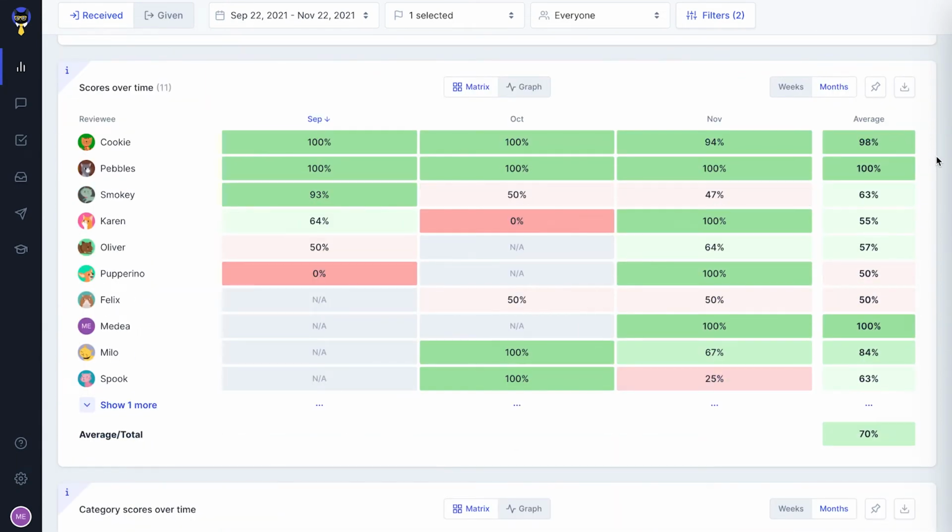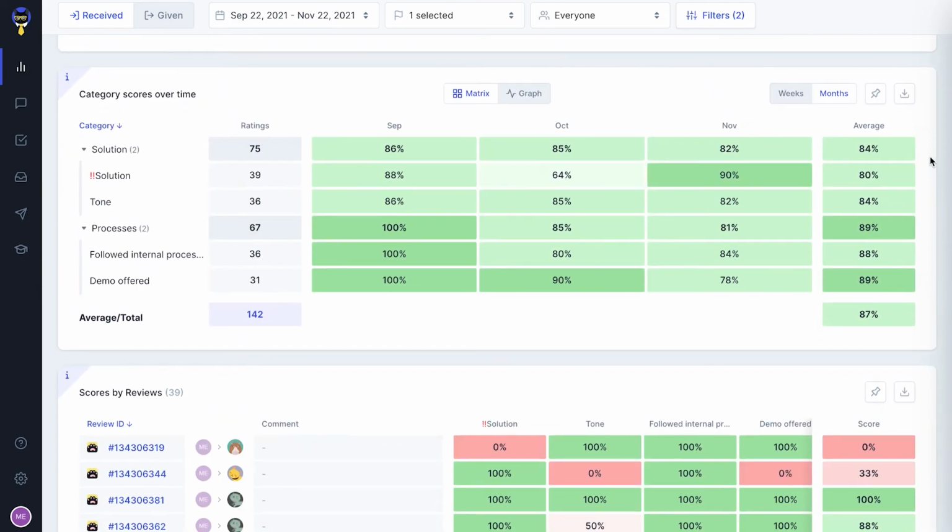The table over here shows a performance over time. And if we take a look at Smokey over here, you can see that the average of all of the reviews he received in September was quite high, 93%, but then the performance dropped in October and it dropped again in November. So we see a downwards trend. And then the average over here is 63%. Again, this is not the IQS score, it's just the simple average of these 3 numbers.